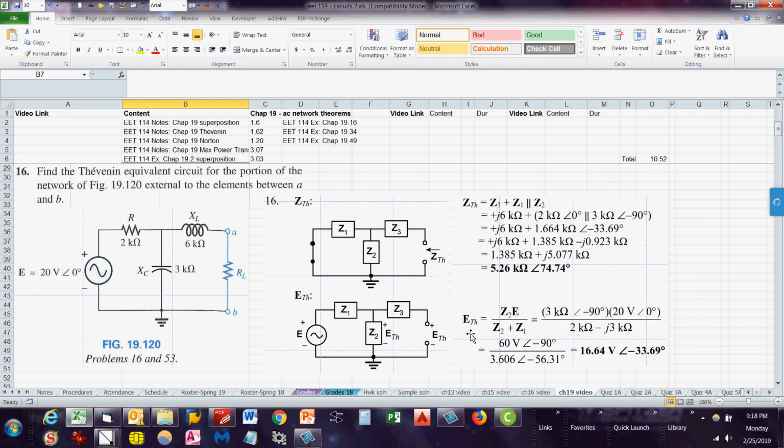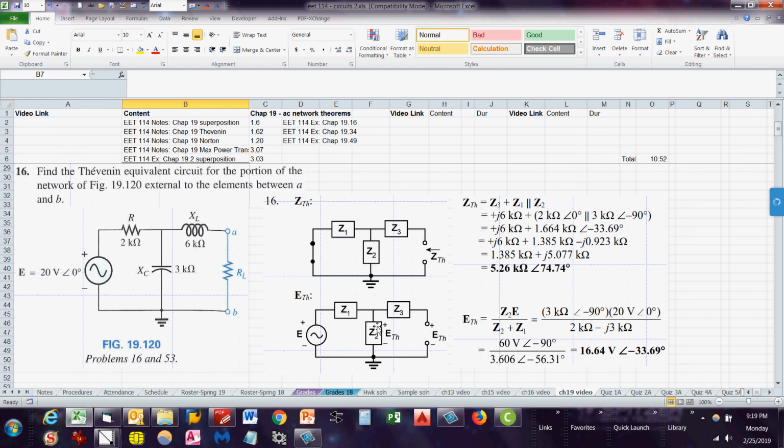And so then to calculate the Thevenin voltage, what you do is you put the current or voltage source back in, and then you're calculating the voltage open circuit across here. So if this is open circuit, there's no current going through Z3, so the Thevenin voltage that you're looking for is across Z2.